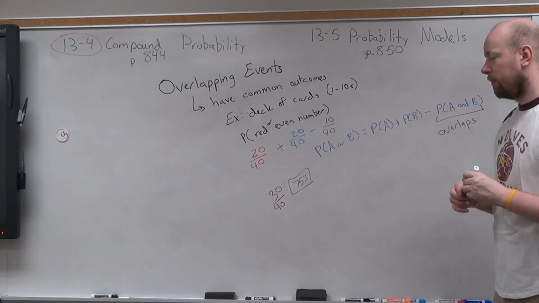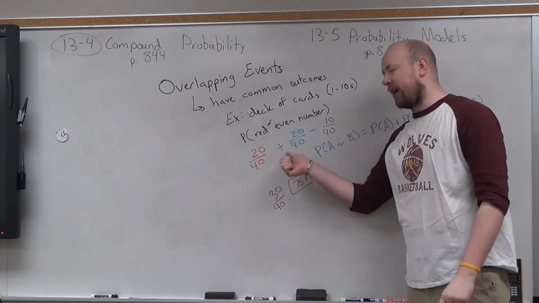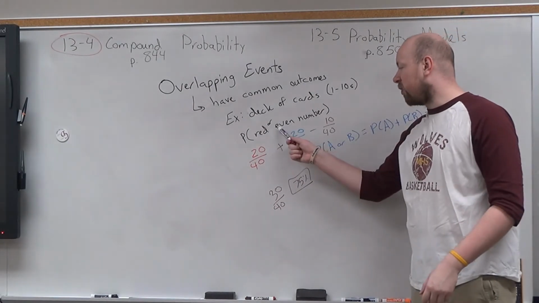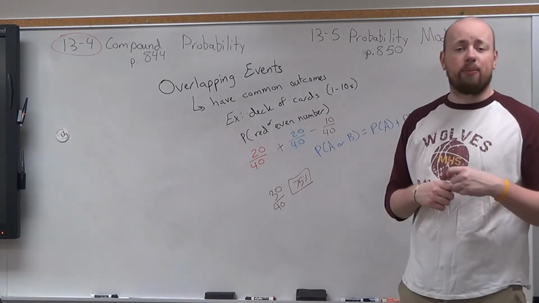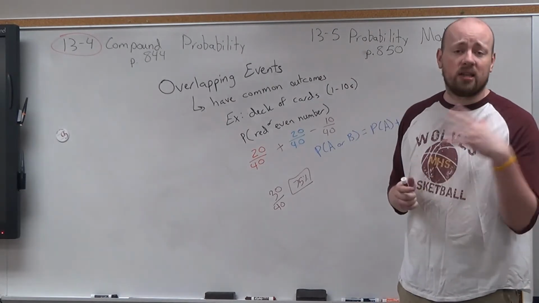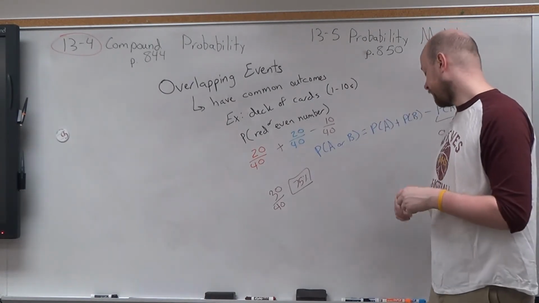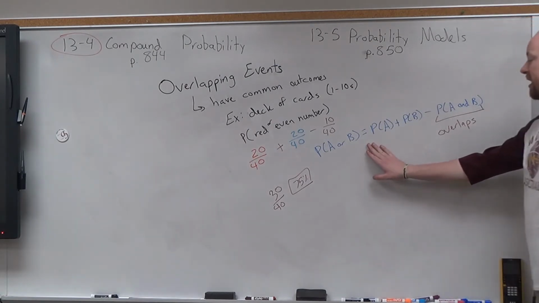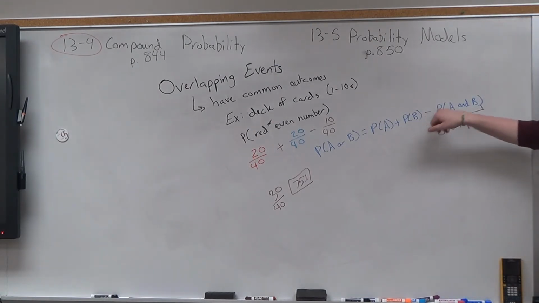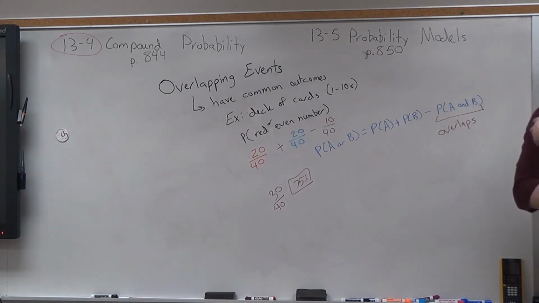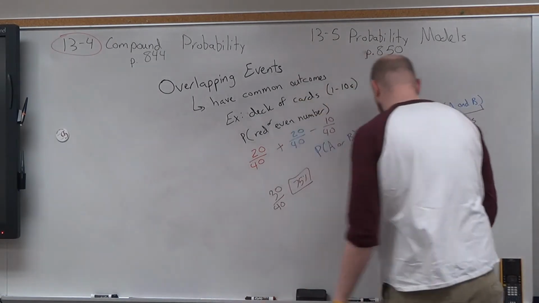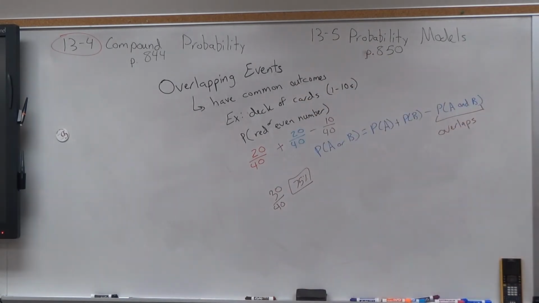What happens is, if we were to just do straight adding, some of those cards would be counted twice. Some of the even red cards would be counted twice because they apply to both situations. That's why we have to subtract when they get doubled up. So on overlapping events, it's P of A plus P of B minus P of A and B. You're subtracting that extra scenario. Okay. And then we're going to do an example, and then that'll be it for 13-4.